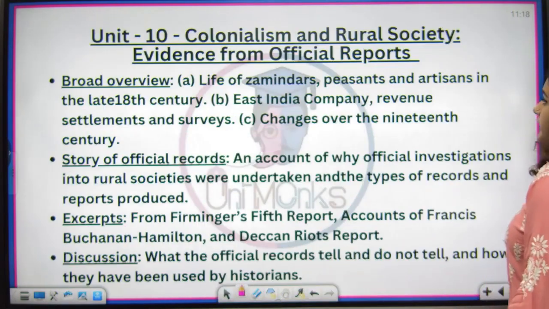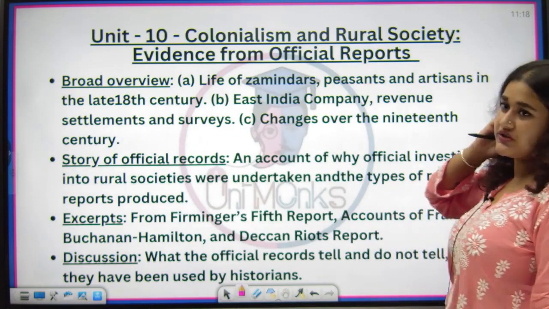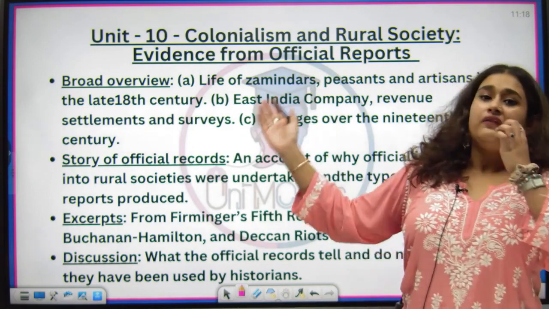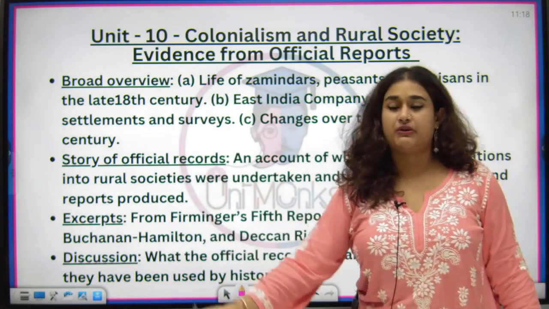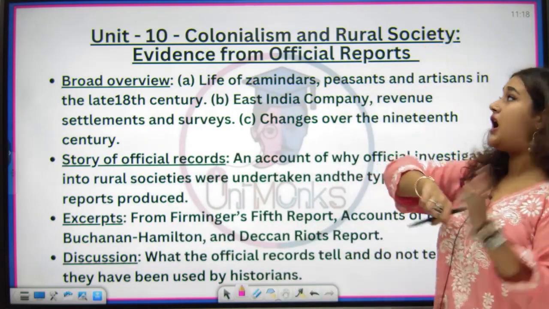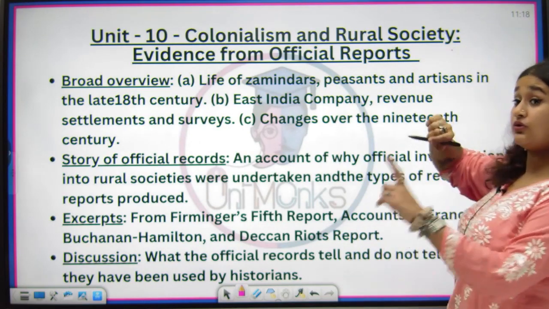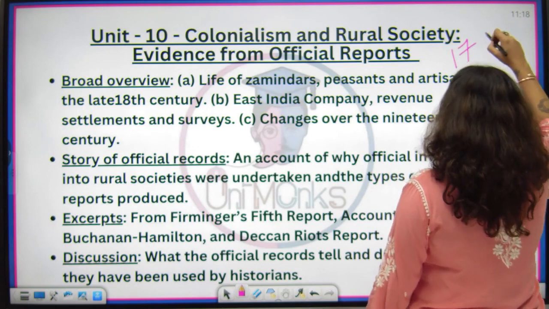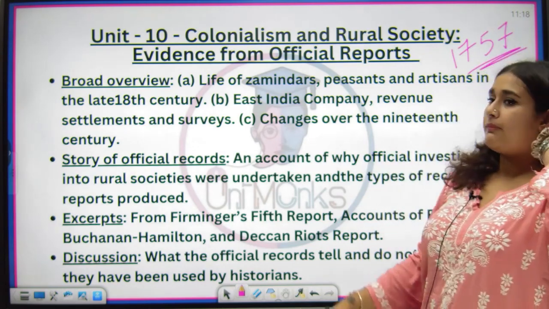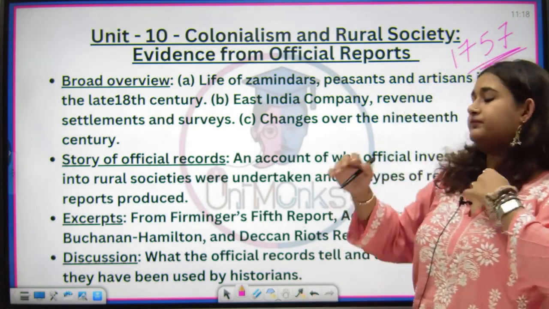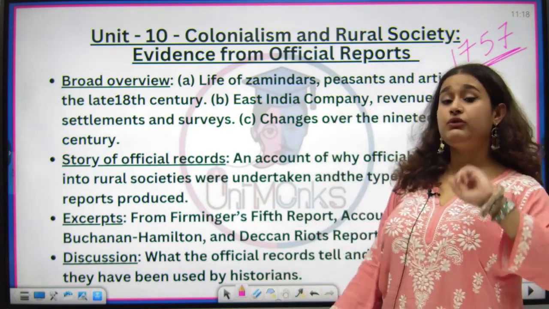Now, the next unit is colonialism and rural society, evidence from official reports. Now this, we leave the Akbars and the Baburs, we leave the Mughal Empire and we move on to the British Empire. Okay, this chapter starts after the revolt of 1857. Sorry, no, not the revolt of 1857. 1757, when the British started becoming more and more powerful, when they started establishing their power.